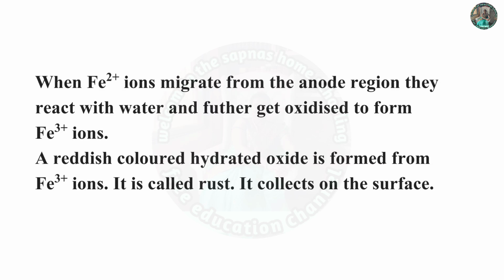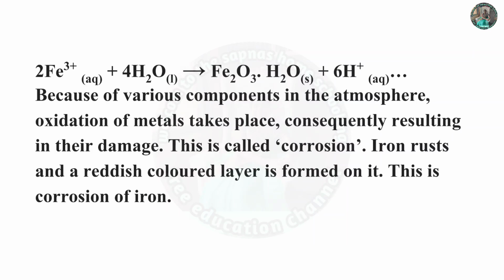When ferrous ions migrate from the anode region, they react with water and further get oxidized to form Fe3+ ions. A reddish colored hydrated oxide is formed from Fe3+ ions. It is called rust. It collects on the surface. 2Fe3+ (aq) + 4H2O = Fe2O3.H2O + 6H+ (aq). Because of various components in the atmosphere, oxidation of metal takes place.